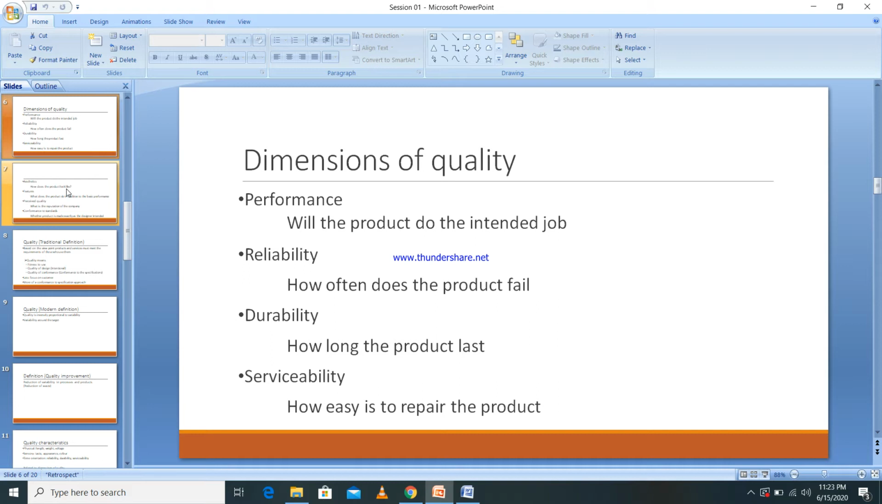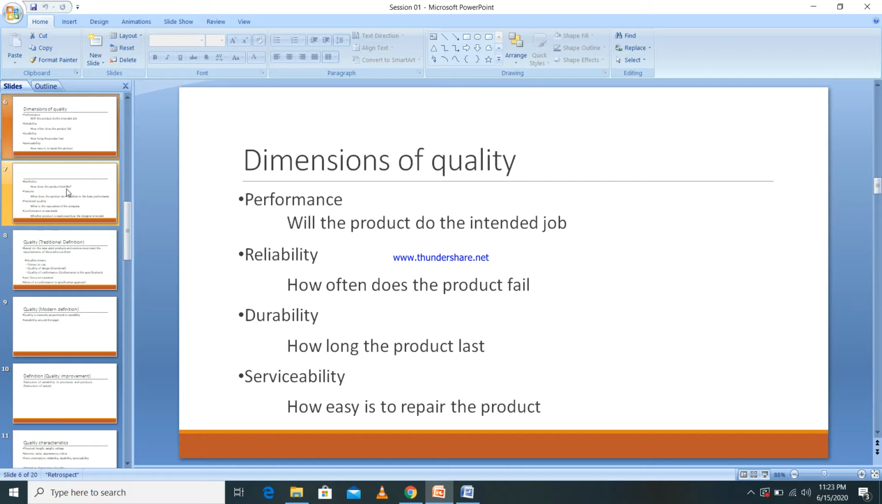So if you can find a mobile phone for 20,000, but it doesn't have the video call facility, we don't buy that mobile phone. We go for a mobile phone even with a higher price, because we want to get the intended job done, right? So that is what is meant by performance. Will the product or the service do the intended job? In simple words, will the product or service do what we want them to do?